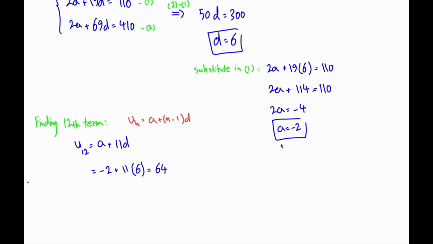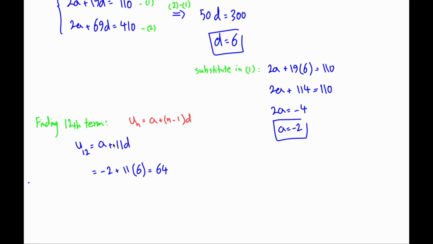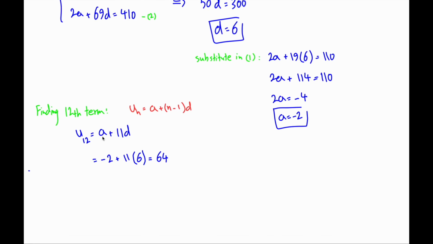But we're not done yet. We are asked to find the 12th term. Again, if you refer to the formula of the nth term in an arithmetic sequence, this is the formula. So I'm just gonna go ahead and make the substitution. A is -2, d is 6, and I get 66 minus 2, which is 64.